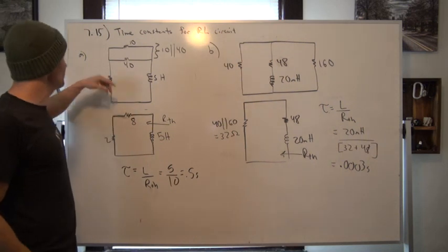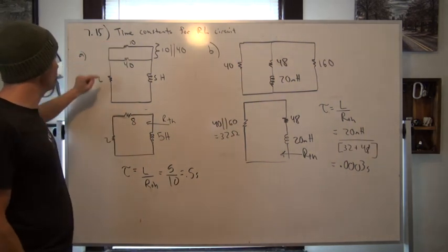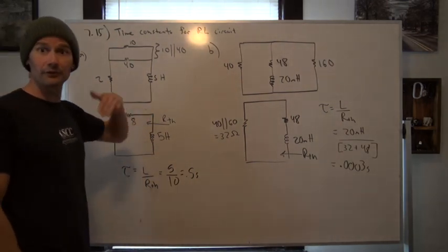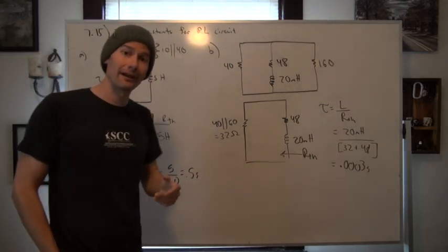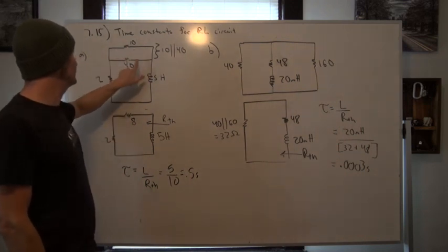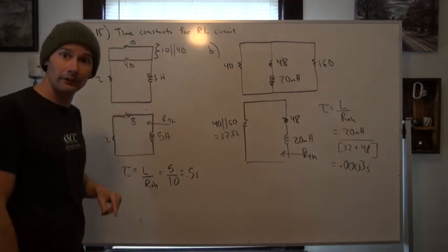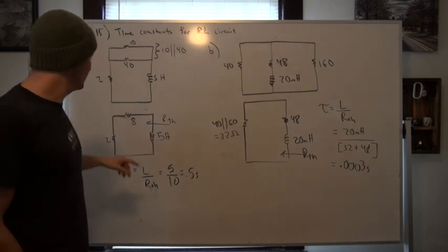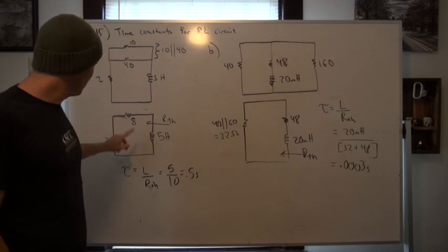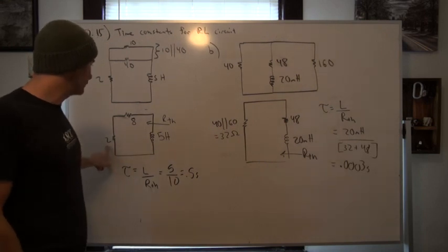So for the first one here, we had basically 10 ohms, 40, and 2. And then we had this 5 Henry inductor here. So we wanted to equate all that resistance to that 5 Henry inductor. That means we would combine 10 and 40 in parallel. That combination in parallel gave us 8 ohms, and that combination therefore became in series with the 2 ohm resistor.